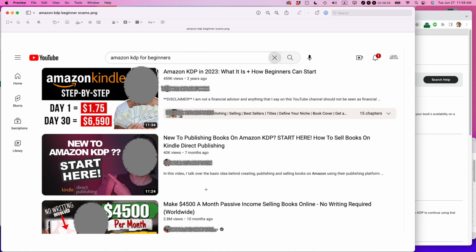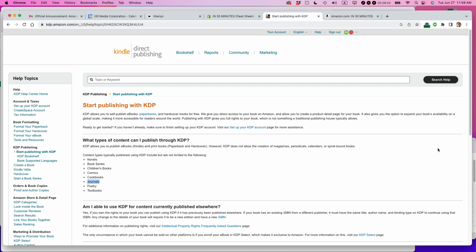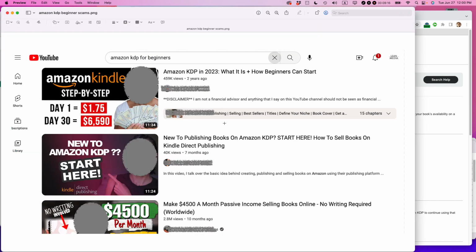If you're a beginner getting started with Amazon KDP, I do not recommend using either one of these tools. The place where you should start is on Amazon Kindle Direct Publishing, KDP, Amazon.com. Look at their help pages, start to look at forums, and try to figure out how to do things the right way, because the way that these people are suggesting, it's the wrong way.